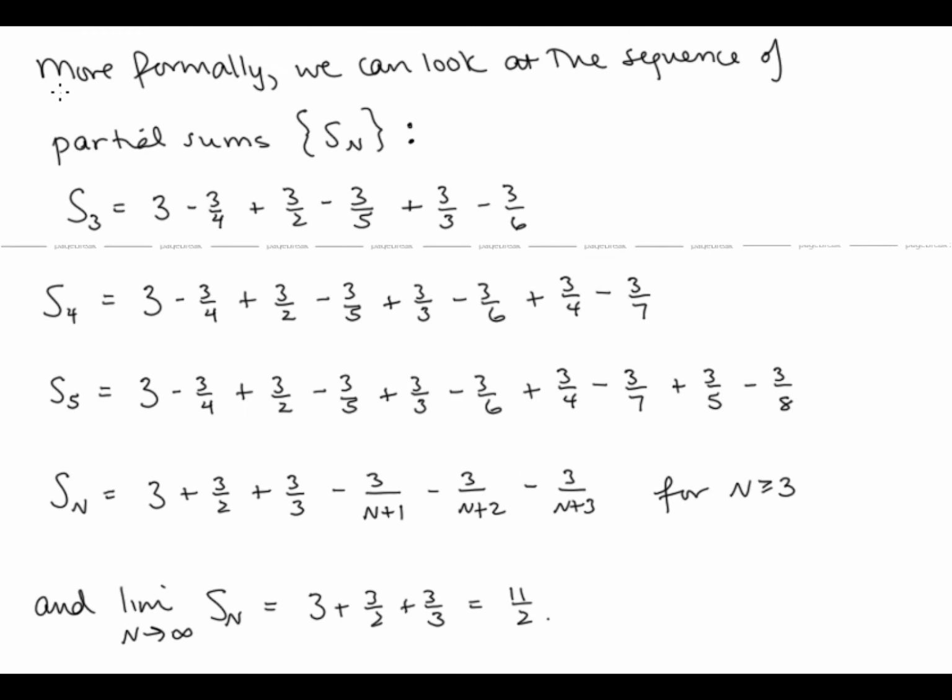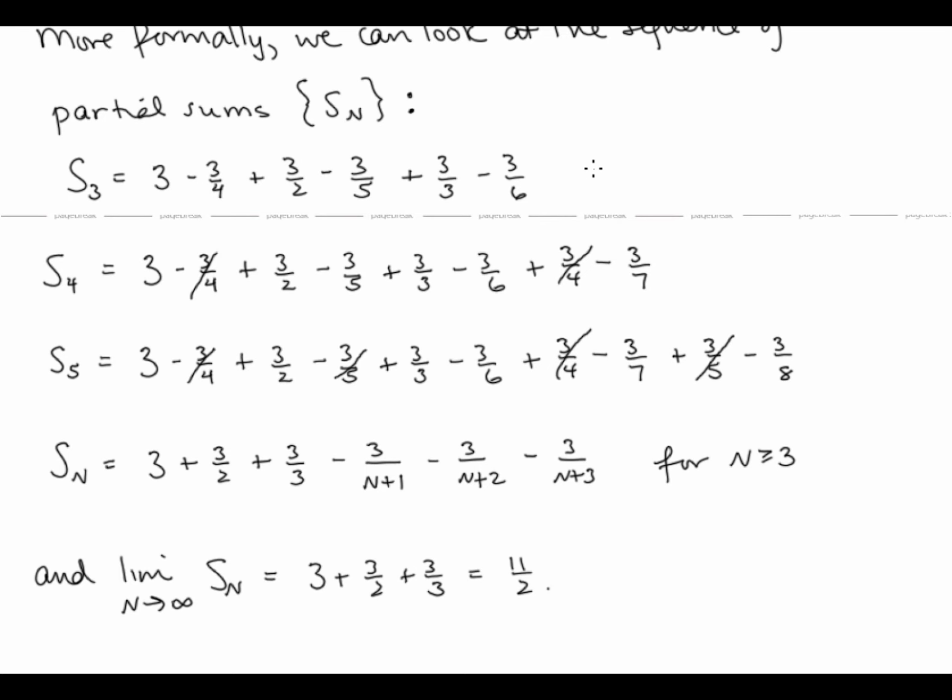More formally, we can look at the sequence of partial sums S sub n. When we take a look at S3, we have 3 minus 3/4 plus 3/2 minus 3/5 plus 3/3 minus 3/6. And then with S4, we've got all those terms plus 3/4 minus 3/7. And so the negative 3/4 cancels with the positive 3/4. And then in S5, we have an additional two terms, 3/5 minus 3/8. So again, we have our 3/4 that cancel. Now we have also the 3/5 that cancel.